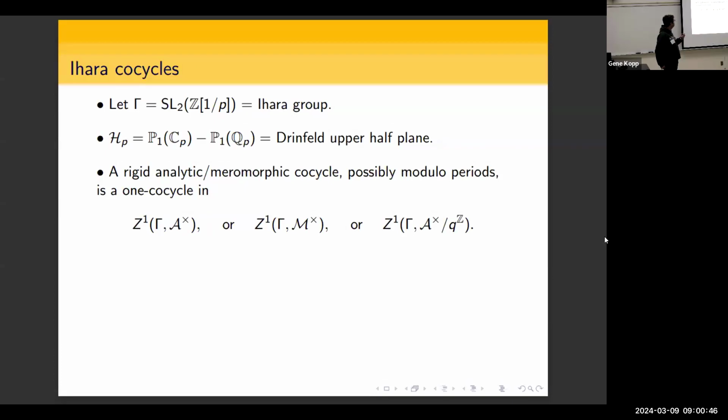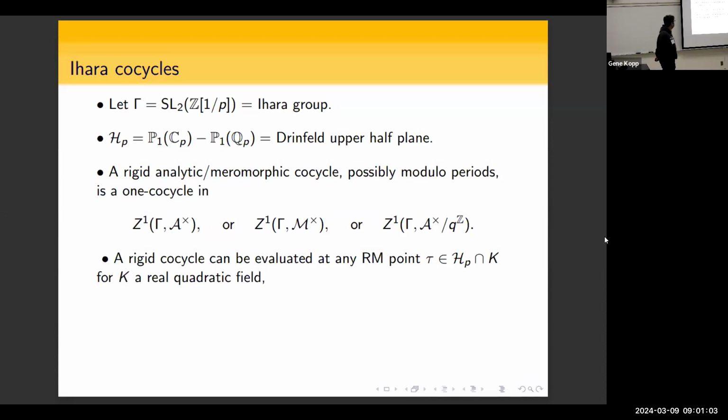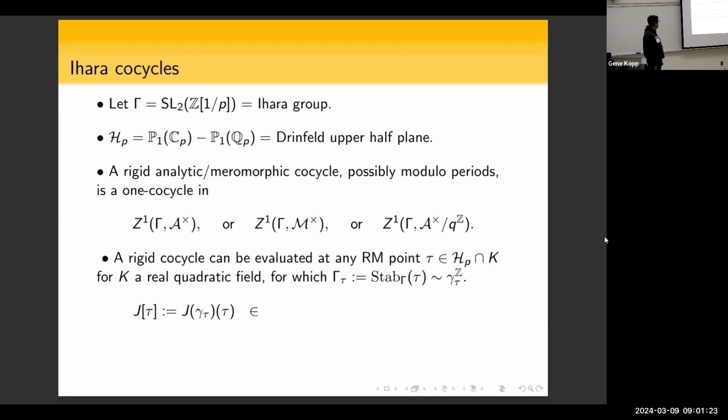Or finally, the third variant is you could take A* modulo some rank 1 lattice, the multiplicative group generated by some element q with non-zero valuation in Cp*. So these are the three variants. Now, if we have such objects, we can evaluate them at special points, which in this case are defined over real quadratic fields. So you take a tau in Hp intersect K, where K is real quadratic. In that case, the stabilizer of tau is rank 1. It's generated by a matrix, which essentially corresponds to a fundamental unit in the associated real quadratic field. And then we define the value exactly as we did before, by restricting the cocycle to gamma tau and evaluating at tau. And that gives us a canonical multiplicative invariant.